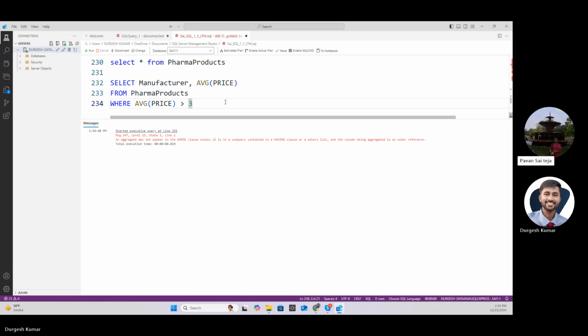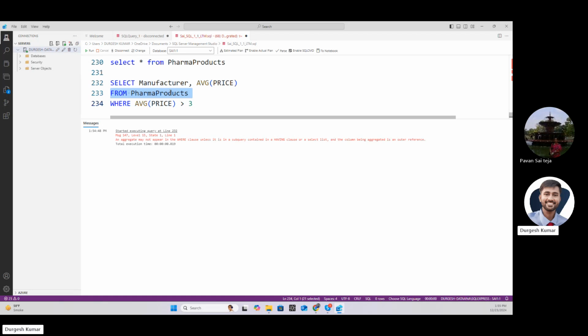Okay. First it will go to FROM, after which WHERE, then SELECT. Sorry, come again. First it will execute FROM, after WHERE, and then SELECT.